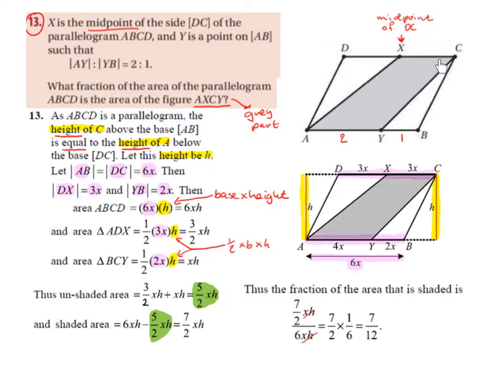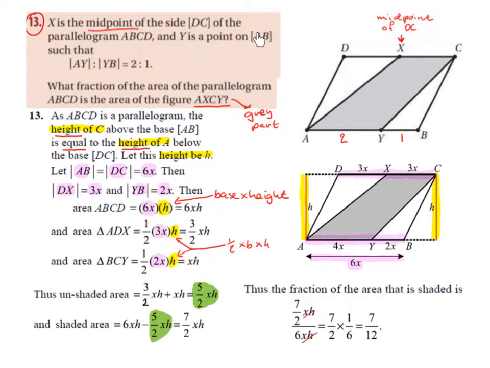So A, B, C, D is a parallelogram. So AB and DC are parallel, they're going in the same direction, and their lengths are equal. And AD and BC are also parallel, they're going in the same direction and their lengths are equal.